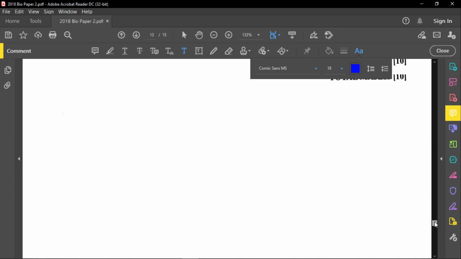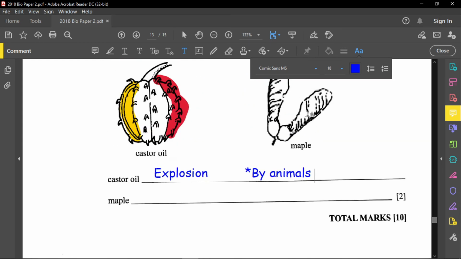All right, looking at the maple, the maple looks like it has wings, yeah? Because of the wings, this is definitely by wind. Okay, that is definitely by wind. All right, so those are our answers there. Let's go to our next question.